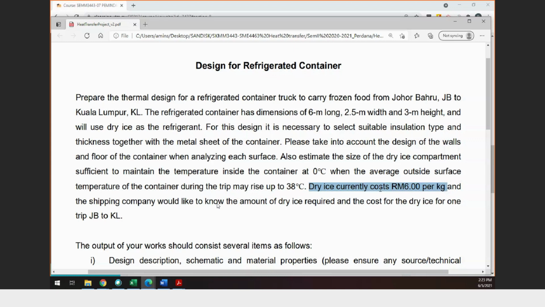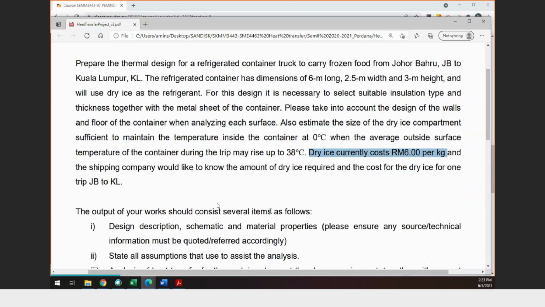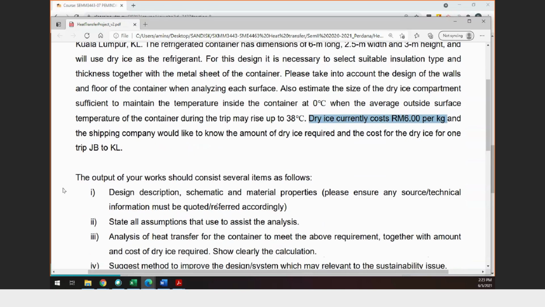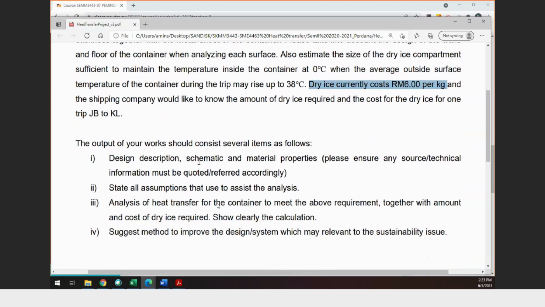The materials will be subject to your final system. I put here that the output of your work should consist of design description, schematics, and material properties, similar to the problem that we did in the class or in the previous exercise.